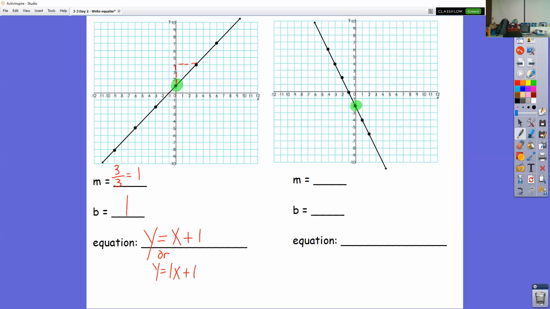And then crosses at -2. And then down 1, 2, and over 1. So -2 over 1 equals a slope of -2. And you write your equation. Y equals -2x minus 2. Okay.